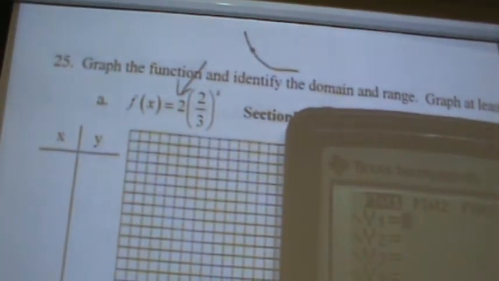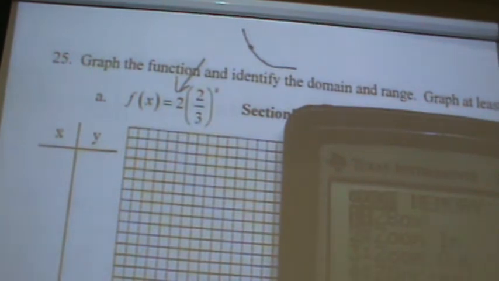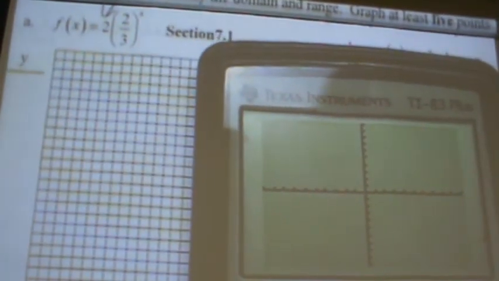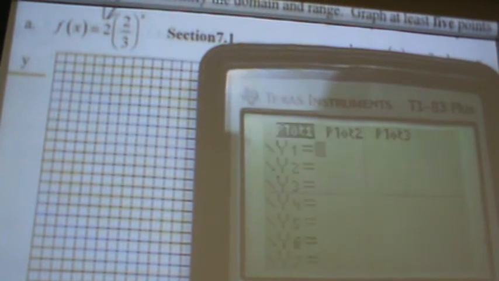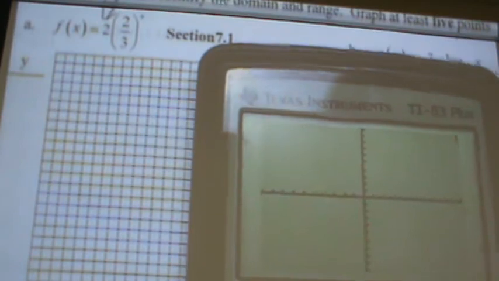So you could type this in your calculator. I'm going to first make sure my calculator is in the right mode, the window. And then how do you type this in? 2, and then 2 divided by 3 raised to the x power. Okay, graph.